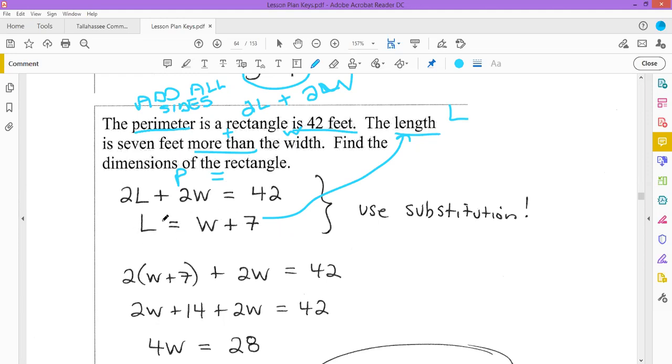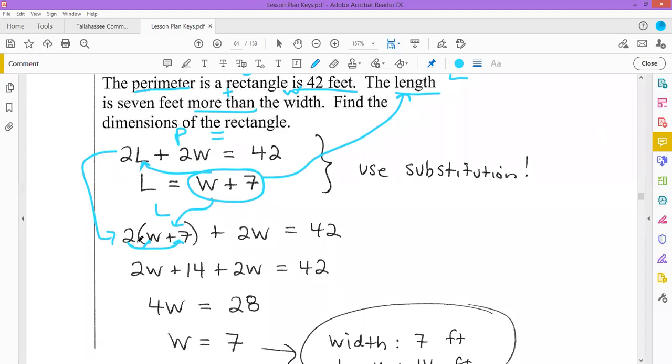We already have L, so we can use substitution. We'll substitute in that first equation. For L, we're going to substitute W plus 7. So we're rewriting the first equation, 2L plus 2W, but instead of L, we're writing W plus 7. Here we have to distribute 2 times W plus 7. So 2 times W gives us 2W. 2 times 7 gives us 14. We carry down the 2W, that's the rest of the equation, the equal sign, and 42.